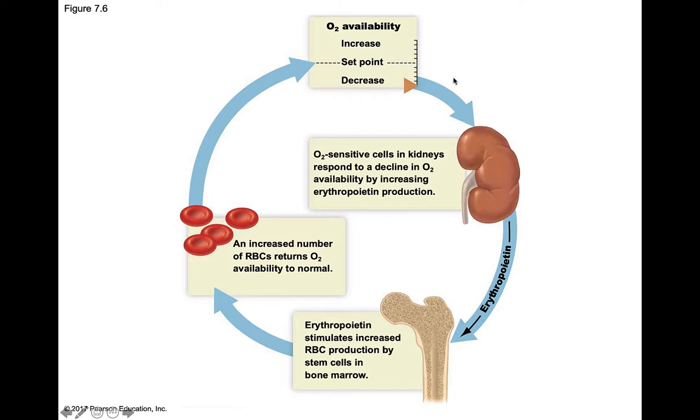So here we can actually see a decrease, okay? And we have cells within the kidneys that are sensitive to the concentration of oxygen, and when oxygen levels decline, this is actually going to tell the kidneys to produce erythropoietin, or EPO. Now, what EPO is going to do, that's basically going to stimulate the red blood cell production within the bone marrow. So now you're actually going to produce more red blood cells, and hopefully this is going to result in a greater capacity to transport oxygen, and will bring oxygen levels back to where they're supposed to be.